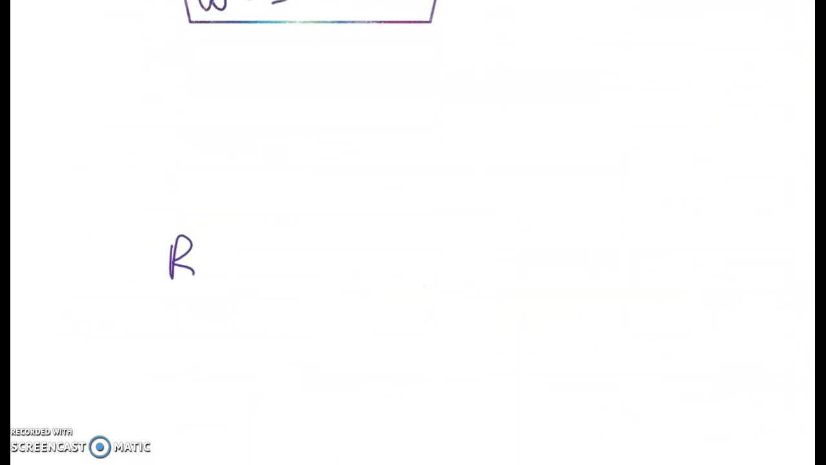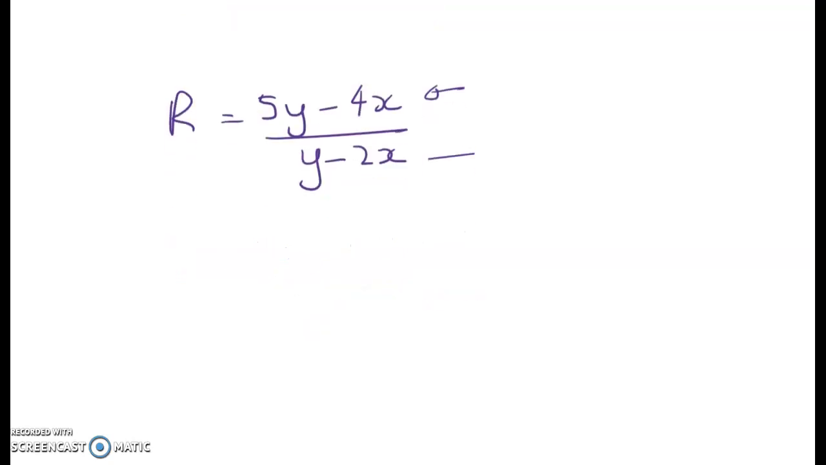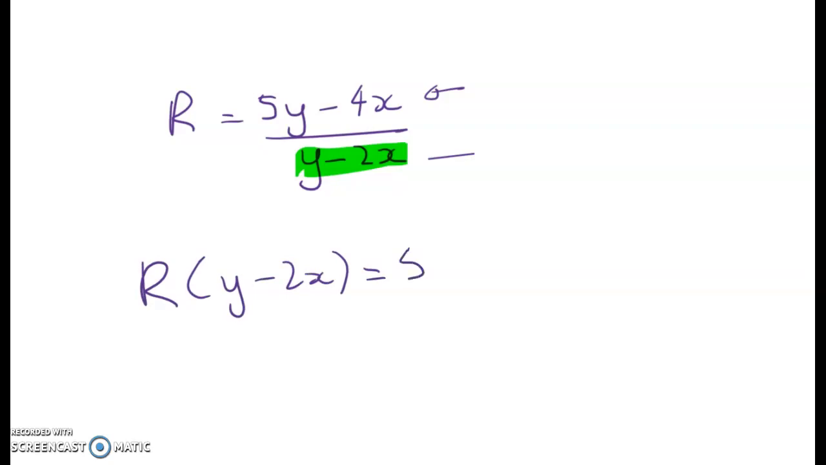Well, r is equal to 5y minus 4x over y minus 2x. At the moment, we've got x's here and we've got x's here. We somehow want to separate them out. So we're going to start by multiplying both sides through by the denominator. R times y minus 2x is equal to 5y minus 4x.